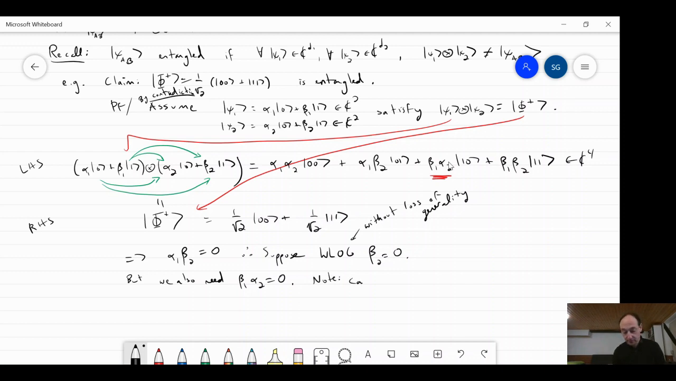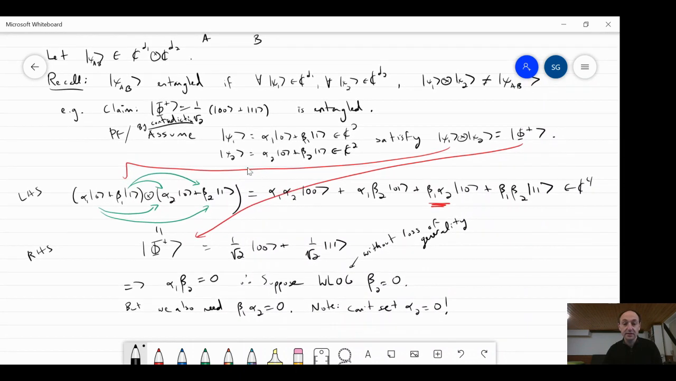Note, we can't set alpha 2 equal to 0. Sorry, what I meant to say first is not beta 1, but alpha 2. Why can I not set alpha 2 equal to 0? There are two terms here. Why can I not set this to 0? So what else have I set to 0? Beta 2. And where did these two come from? These two came from my state psi 2. They're the two coefficients. And if I set them both equal to 0, well then psi 2 is not a unit vector, it's the scalar 0. So that already is a contradiction.